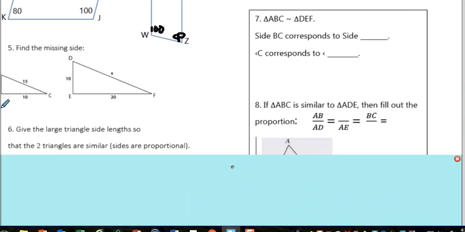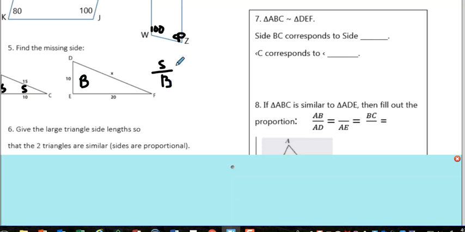Okay. Oh, one of my sides got a little cut off. This side here is 5. Okay, so the next one, we're just finding the missing side. Remember, when we do this, again, we're going to do small to big or little to big or big to small, however you want to do it. And we're going to set up a proportion to find x.